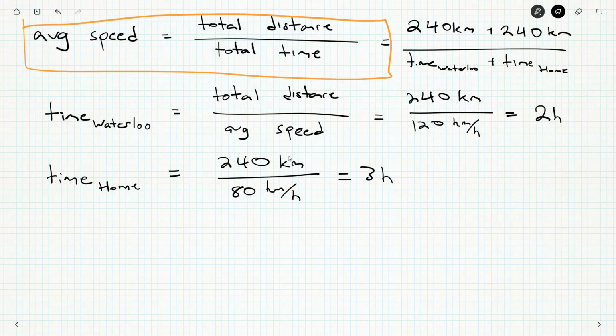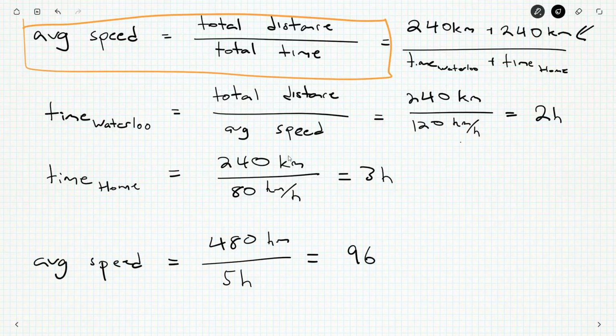So now, her average speed for the whole trip is the 480 kilometers from up here, divided by 2 hours plus 3 hours, a total of 5 hours. 480 kilometers divided by 5 hours, I think that's 96 kilometers per hour. I'm going to get my calculator and double check. But that does make sense.